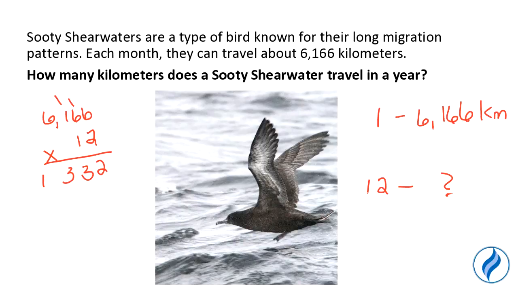Remember, I need my 0 here. 2 times 6 is 12, 1 times 6 is 6, 1 times 1 is 1, and 1 times 6 is 6. And then we add these together. Again, you could use the partial products chart if you wanted to. So they would travel 73,992 kilometers in 1 year.